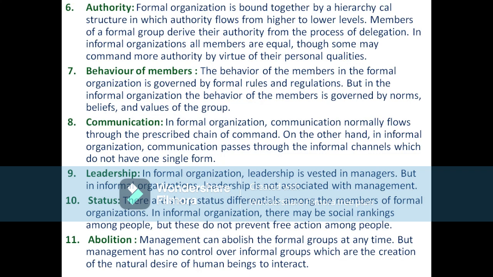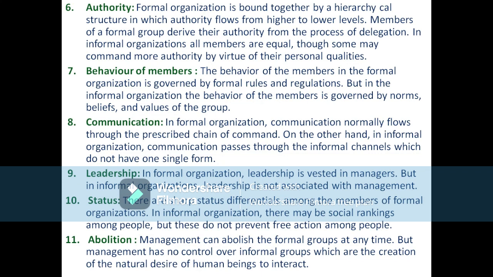Coming to another differentiation, communication. We all know that communication plays a significant role in every organization. If there is no effective and proper communication within the departments of the organization, it leads to cost of time, it leads to cost of money. So in formal organizations, communication normally flows through the prescribed chain of command. That is, there will be levels of management, and the delegation of authority, the directions or the instructions are maintained according to the levels of management. So communication will be in that process.